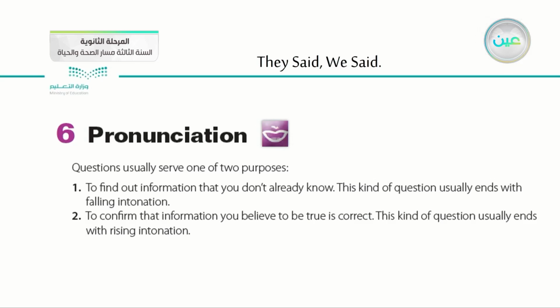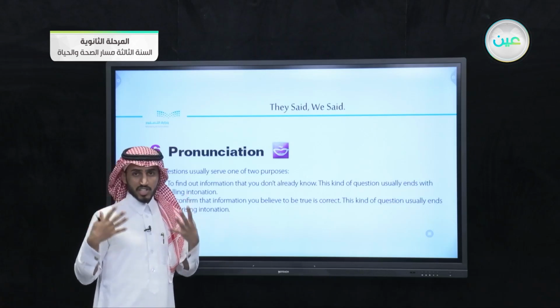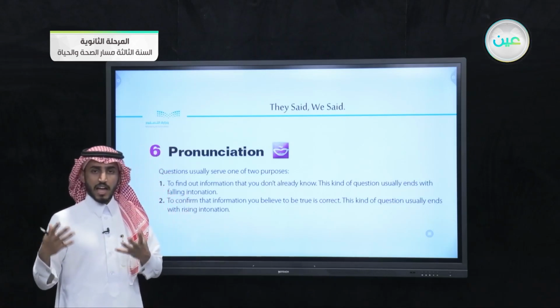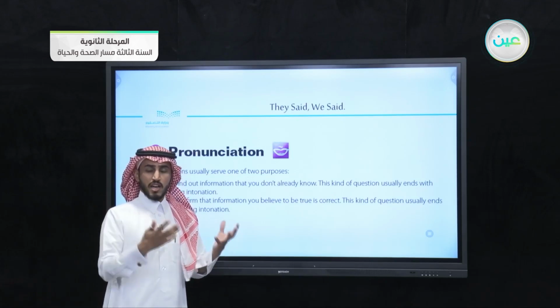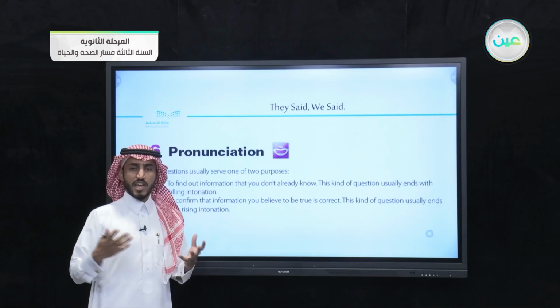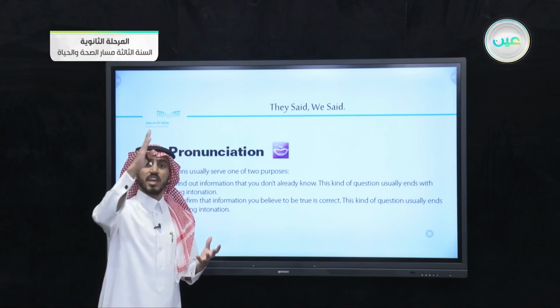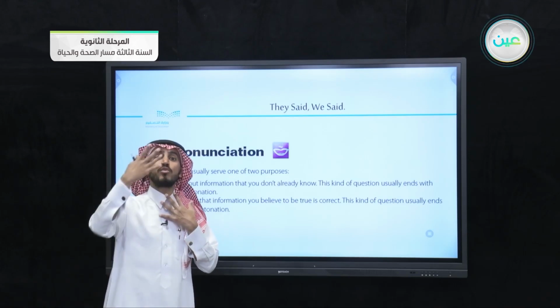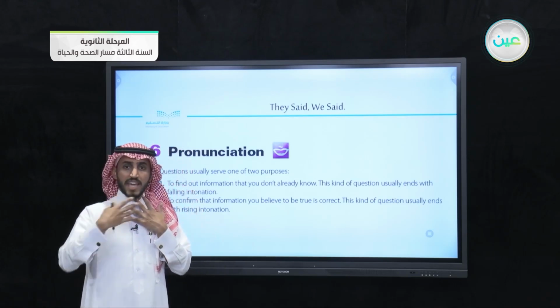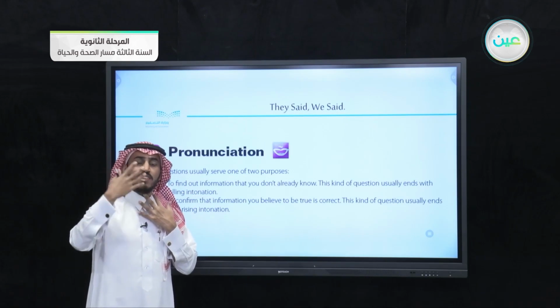So we have two types. The first one, you have no idea. This one ends with a falling intonation. And if you have knowledge or information about something and you want to make sure if it's correct or not, this type of question ends with a rising intonation. Rising intonation means that you raise your voice while you end the sentence.